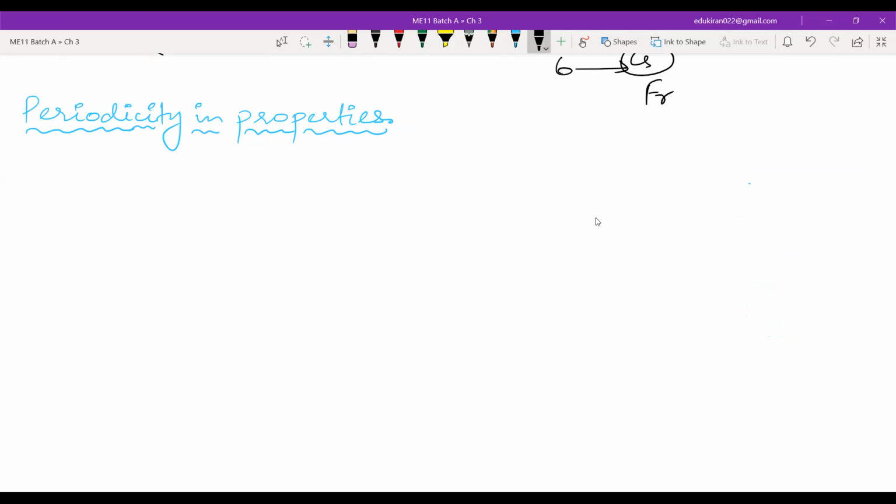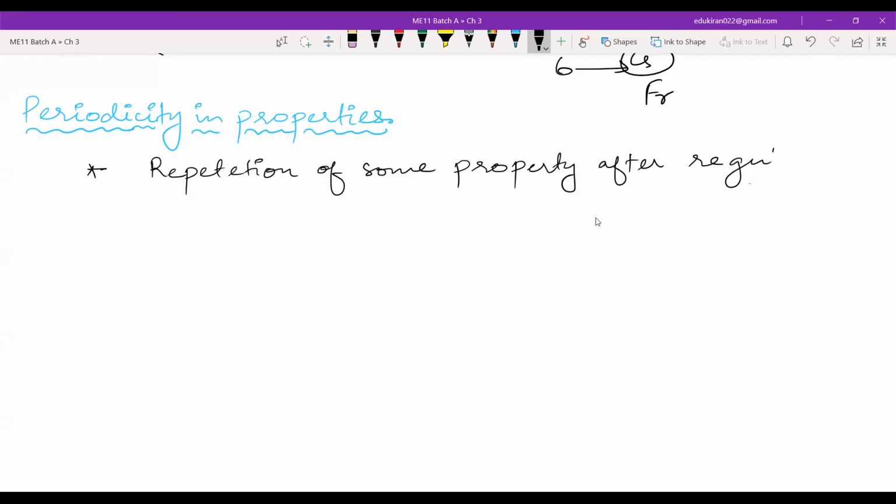Okay. So please write the first statement. What is the meaning of periodicity? It means a repetition of some property after regular intervals.